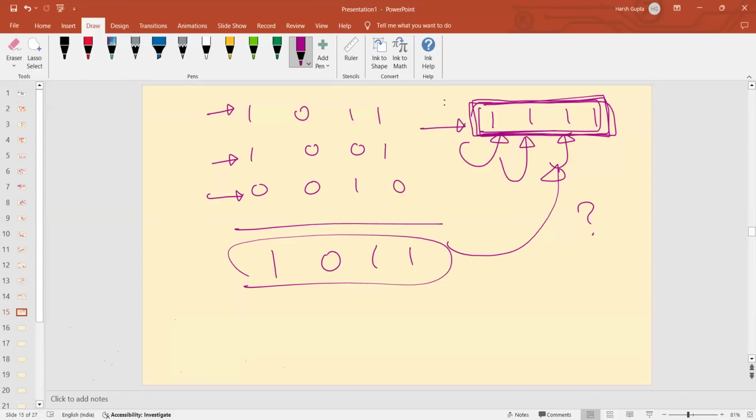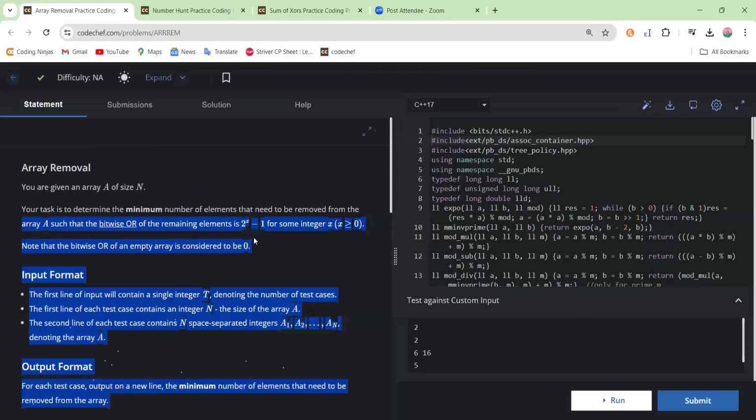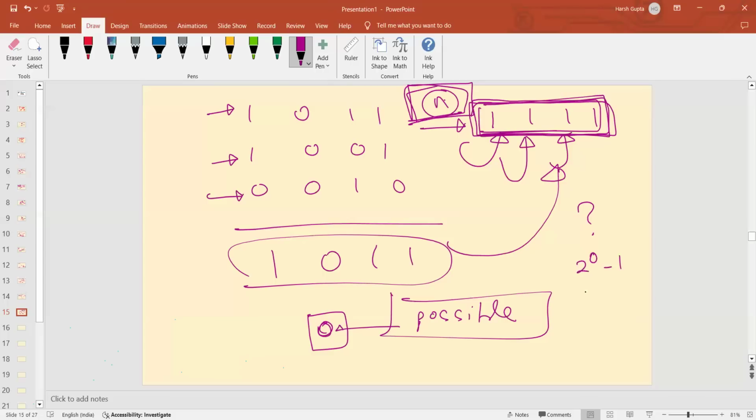So in this case, you are removing all the elements, that is n. That is the maximum possible value also. Because if you are removing all the elements, the OR is 0, which is also a possible answer. Because you said that the value of x is greater than or equal to 0. So if you take x equals 0, it's actually 2 power 0 minus 1, which is equal to 0. So even if you are removing all the elements, there is an answer possible.